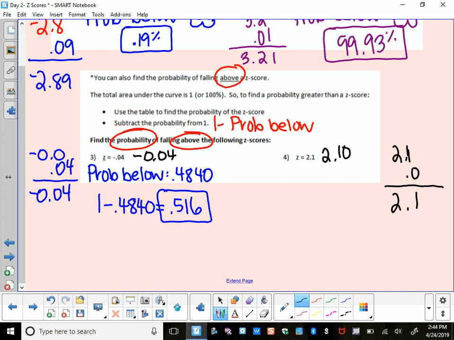So you tell me, what is your prob below for that number? 0.9821. So that's our prob below. If I want to find above, I'm going to do 1 minus 0.9821. What do you get when you do 1 minus 0.9821?